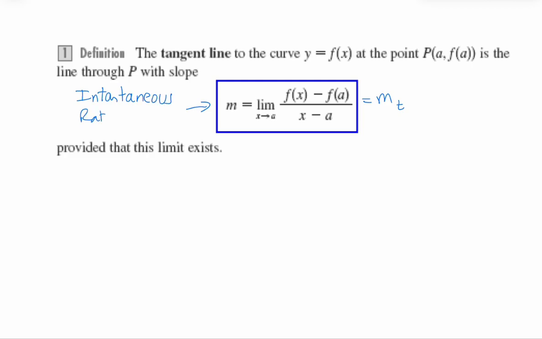If I could spell, which I can't. Instantaneous rate of change. You have to know the difference between those two things. So if the problem says find the average rate of change, or if the problem says to find the instantaneous rate of change.